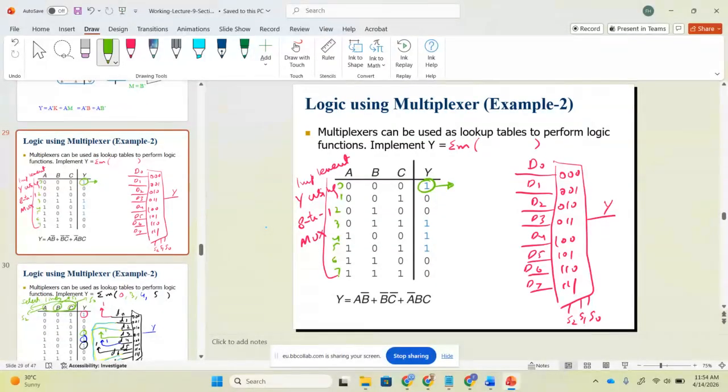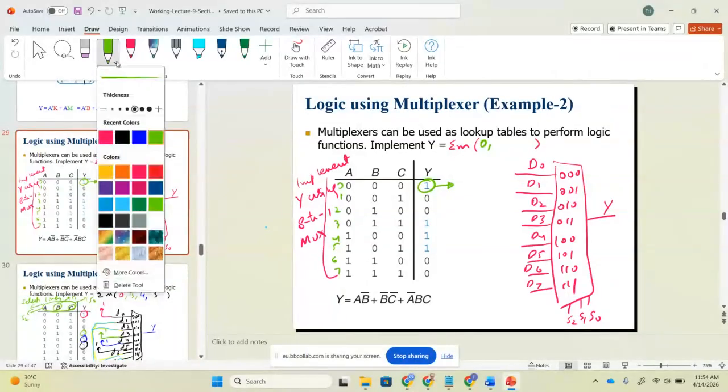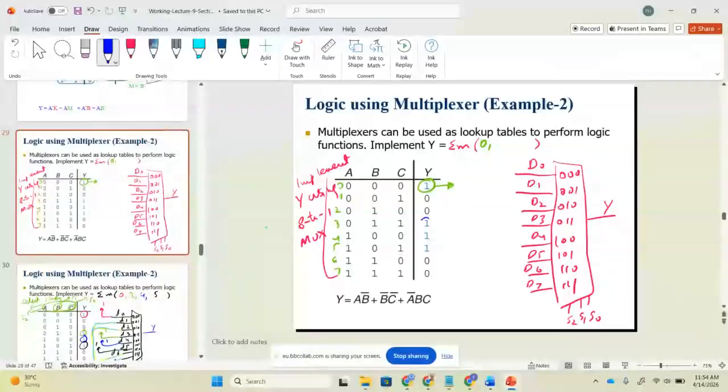How can I write in the sigma m form? What should I write here? Help me. Sigma m what? 0, 3, 4, 5. Okay, now I'm going to have a different color. So now I'm using a blue color. So this is actually D0, D1, D2, and sorry, basically it is actually 0, 3. Clear? 0, 1, 2, 3.